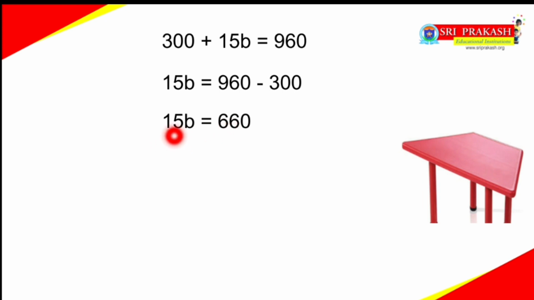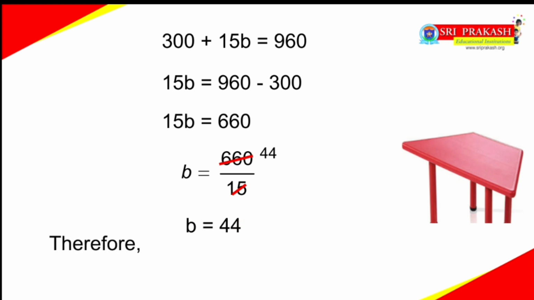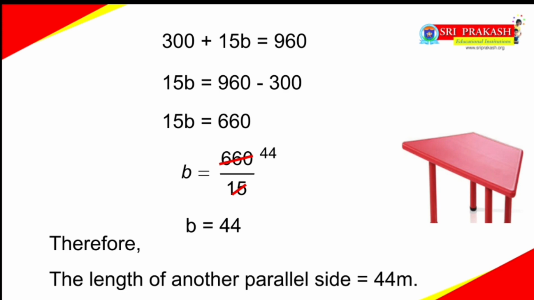Now let us shift 15 from LHS to RHS. Then we get b is equal to 660 by 15. Now let us cancel 660 with 15 in 44 times. So the value of b is equal to 44. Here b is nothing but the length of another parallel side which is equal to 44 meters.